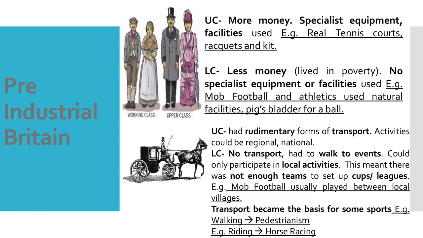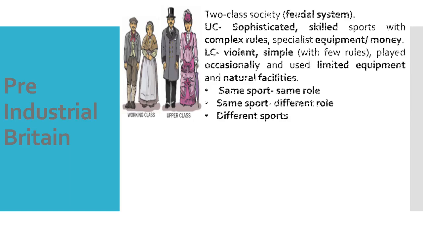So transport could be linked to the development of some sports. And then social class. Britain was a two-class society, called the feudal system. It consisted of the uppers and the lowers. Now, we did obviously end up with a middle class in post-industrial Britain. That comes from the merchants and traders in pre-industrial Britain.